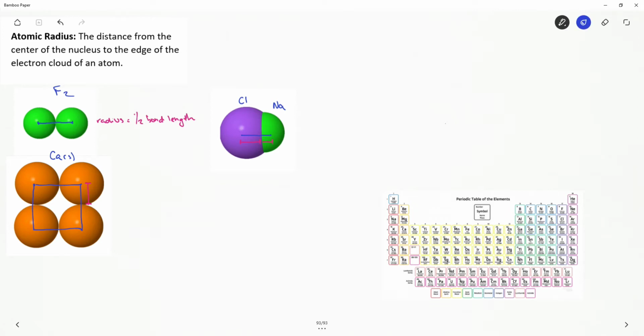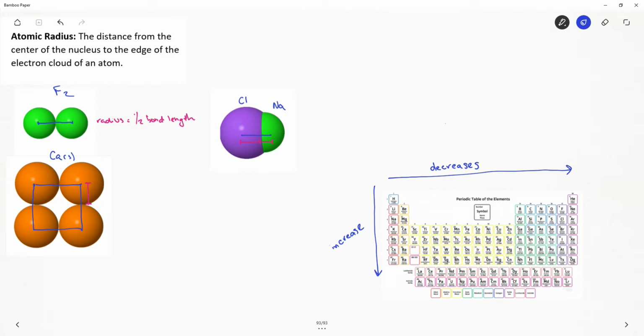Now let's define the trend in atomic radius. As we move down the periodic table, atomic radius increases. As you move across from left to right, atomic radius decreases. We see an increase in atomic radius as we move down a group because we are adding, of course, a whole new shell to the atom.